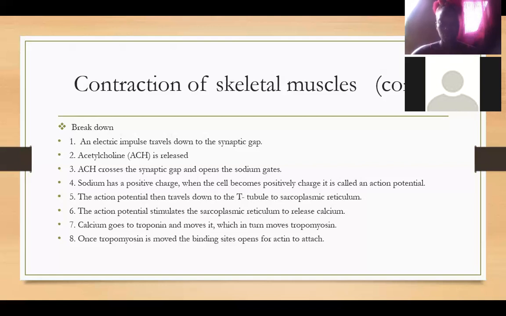So ACH opens the sodium gate, which we know is a positively charged ion, and when this happens it acts as the action potential, the potential for muscle contraction. Now this action potential travels down the T tubule. We saw what the T tubule is in the video, right? And that goes to your sarcoplasmic reticulum.